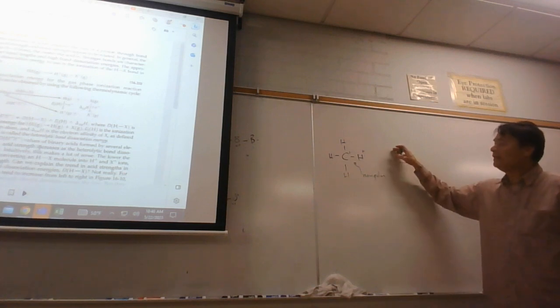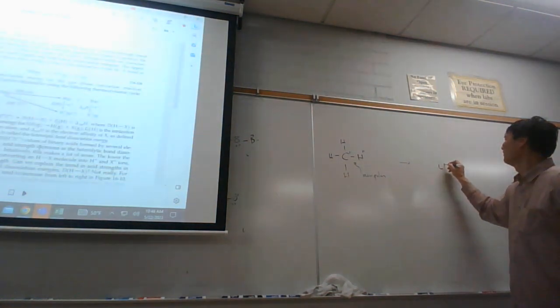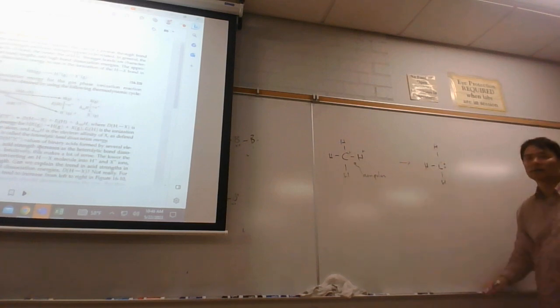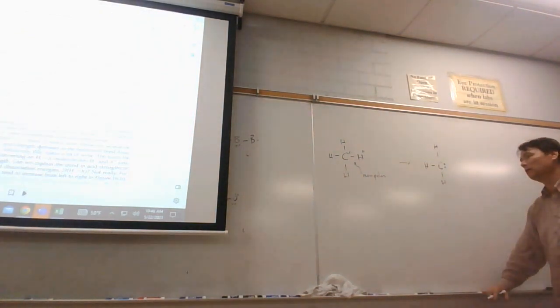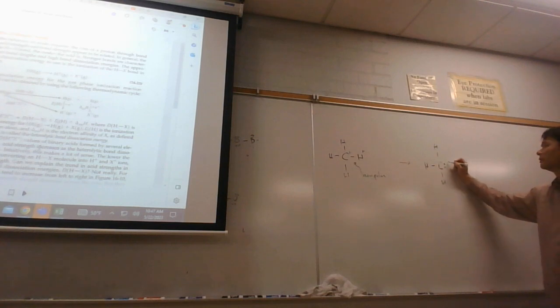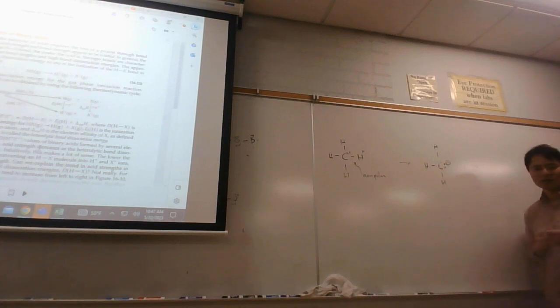But anyway, we would need an exceptionally powerful base to pluck that proton off. Exceptionally powerful, because what we would form is this. What's the charge on carbon here? Not -2. Again, formal charge, minus. And so we plucked off the proton, which is the hydrogen ion here, and we deprotonated it.